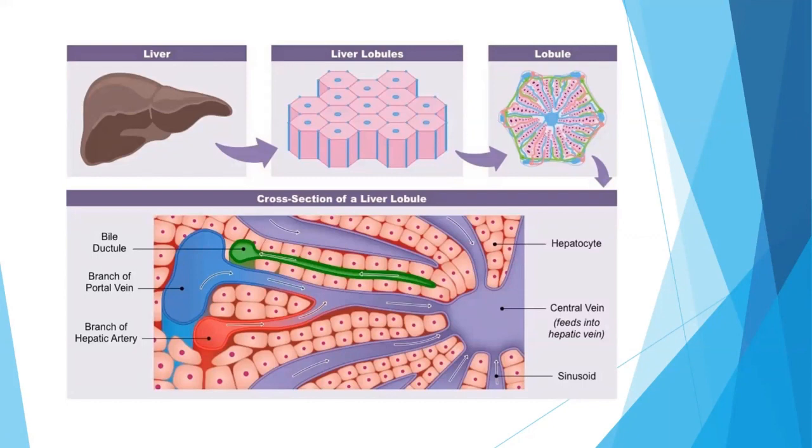Also, if you zoom in from the gross liver to the liver histology, first of all, you can see this is the gross liver, and if you zoom in, we have the liver lobules, and inside the liver lobules we have this sort of structure. When we take a cross section of the liver lobule, we can see that this is the bile duct, this is the portal vein, and this is the branch of the hepatic artery. So the blood will pass from the portal vein and hepatic artery towards the central vein, and the bile produced by the liver should pass out in this way: outward through the bile duct and inward through the portal vein and the hepatic artery.